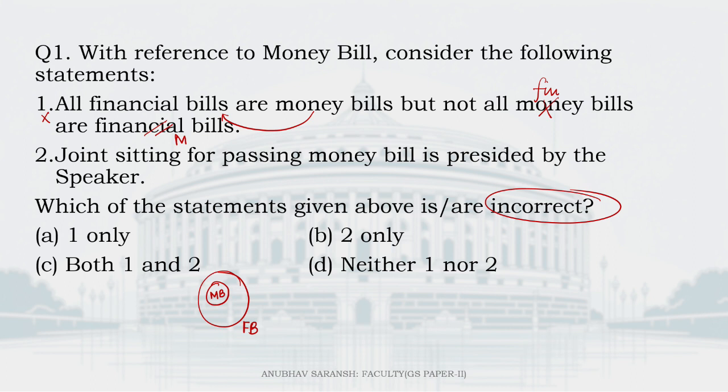Why? Though joint sittings are presided over by the speaker, there is no concept of joint sitting for a money bill. We know very well that in case of a money bill, Rajya Sabha has no authority but to pass the bill with a maximum possible delay of 14 days. So anyway, the Rajya Sabha cannot create a situation or a deadlock for the money bills, and hence there is no concept of joint sittings, making the second statement also wrong, which means C. Both 1 and 2 being wrong is the right answer.